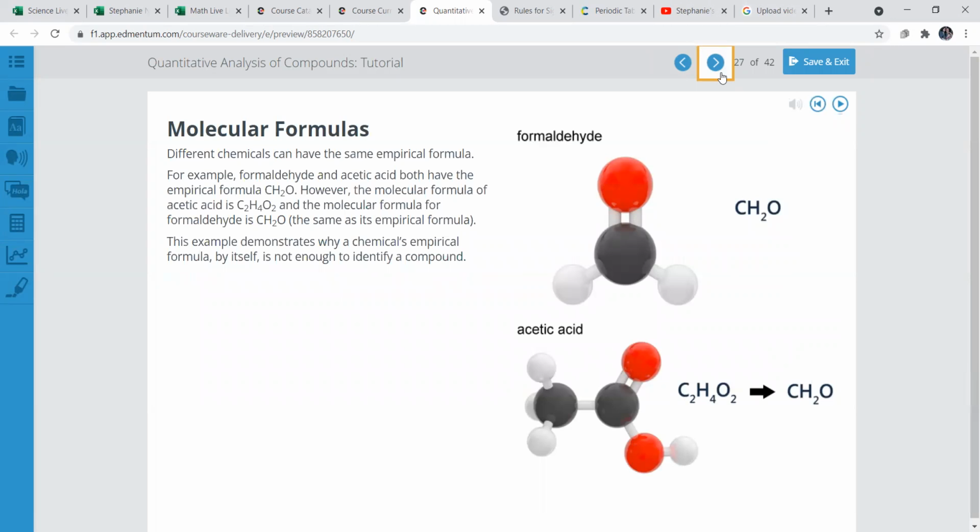Molecular formula is a little bit different. The molecular formula of acetic acid is C2H4O2. So it is a little bit different. They have it written that way versus the other way that you saw. And here's formaldehyde. It's CH2O.